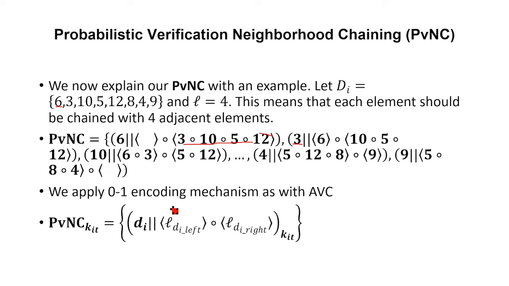So to be able to encrypt this information, we apply what we call the 0-1 encoding mechanism, as we used it with ABC. ABC is in the full paper.